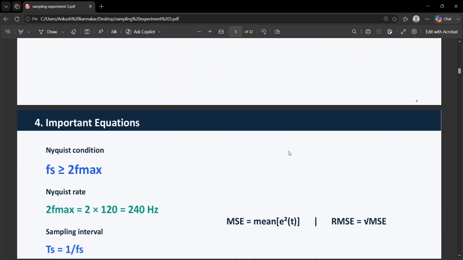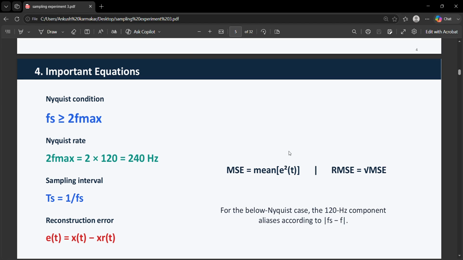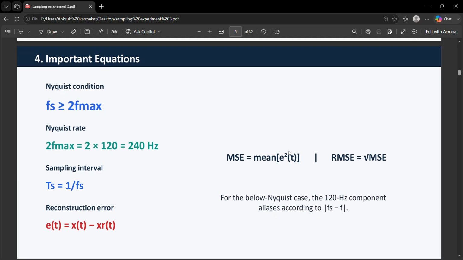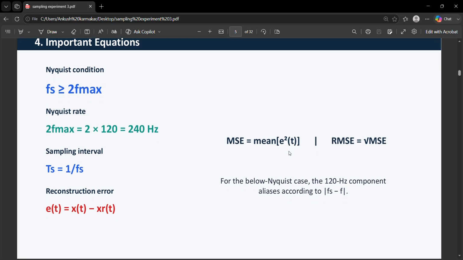Here is the important equation of the Nyquist condition. Fs must be greater than or equal to 2 fmax. Here fmax is 120 Hz, so the Nyquist rate is 240 Hz. And the three sampling frequencies selected are 400 Hz, 240 Hz and 180 Hz.